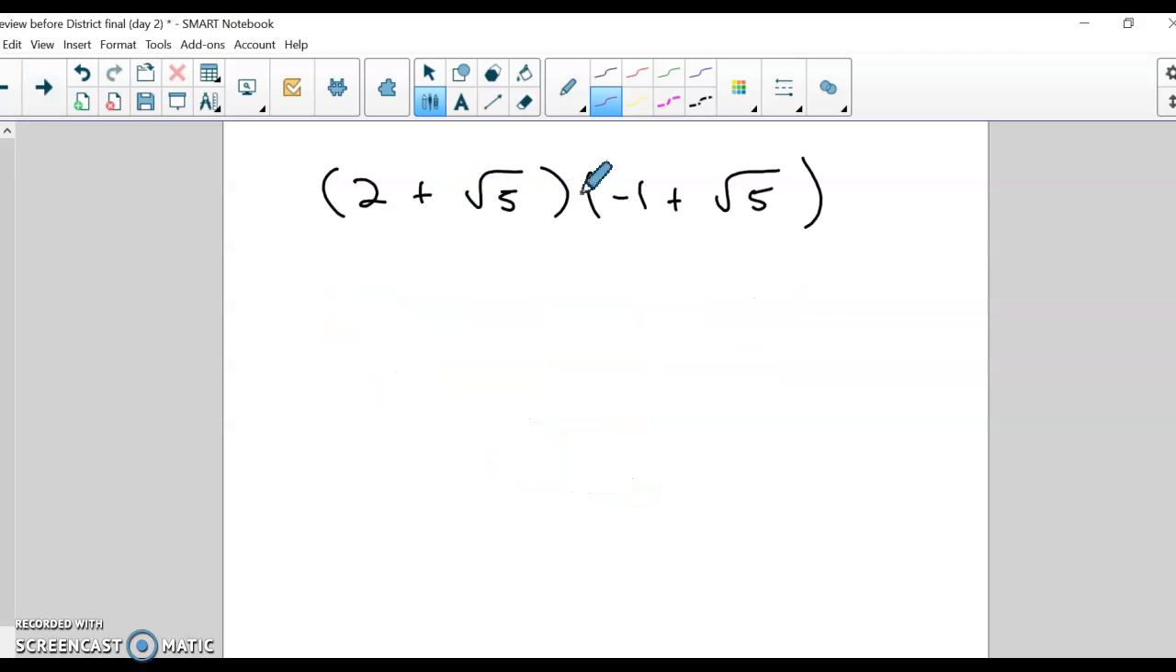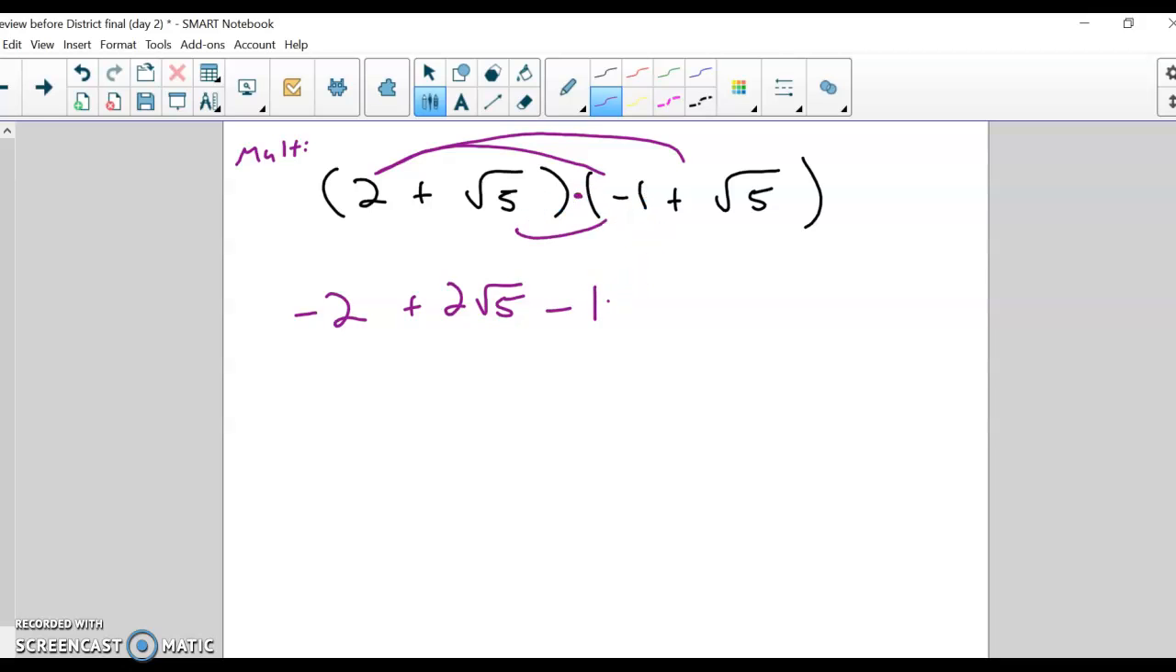Okay, next one is just to multiply with radicals. So again, I would pause the video and try this. All right, so this is really just FOIL. So I'm going to multiply the first two together, which aren't radicals at all. But then I'm going to do 2 times radical 5, which I can't really do. I'm just going to write it as 2 radical 5, negative 1 times radical 5. And then radical 5 times radical 5 would be positive radical 25.